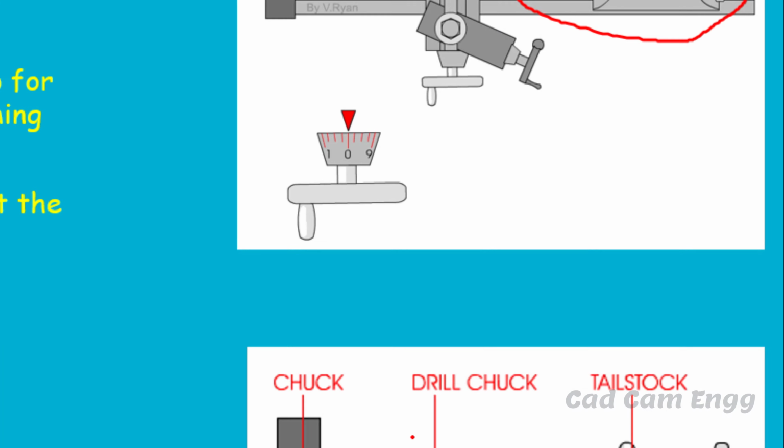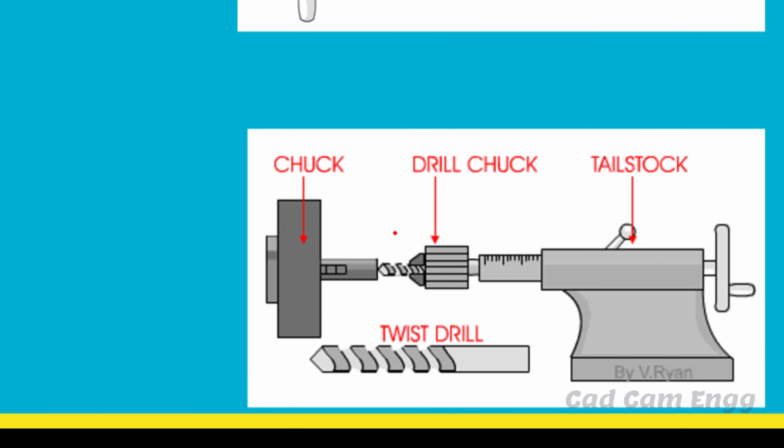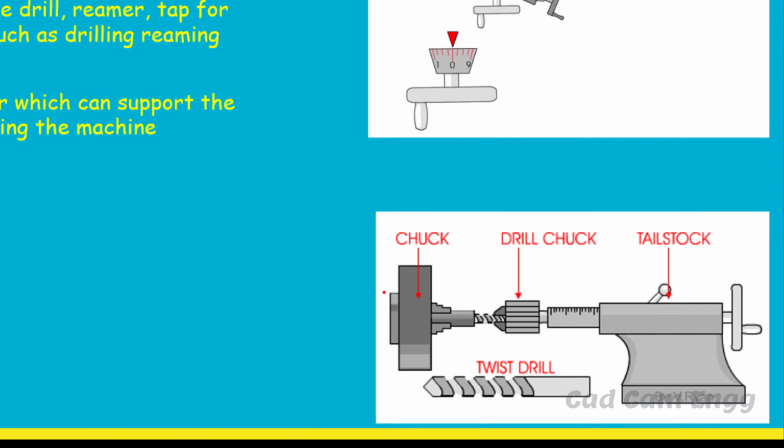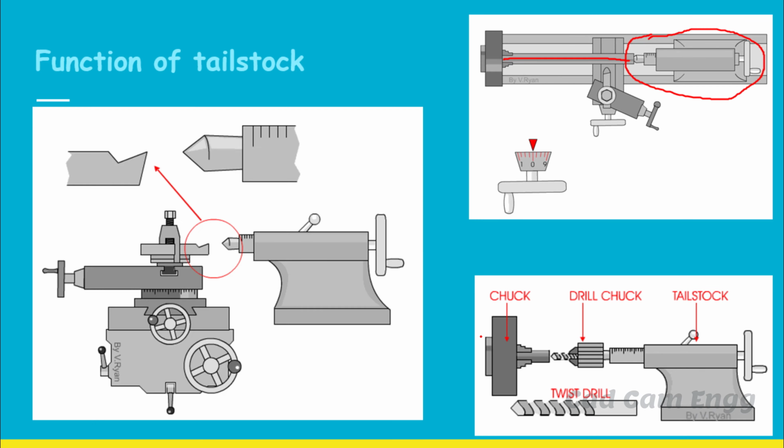In the right side lower corner, we are able to see some animation. This is a usage of the tailstock. In the spindle, we fix the drill chuck, and fix the drill bit to make the hole in the middle of the workpiece. So this is the major function of the tailstock.